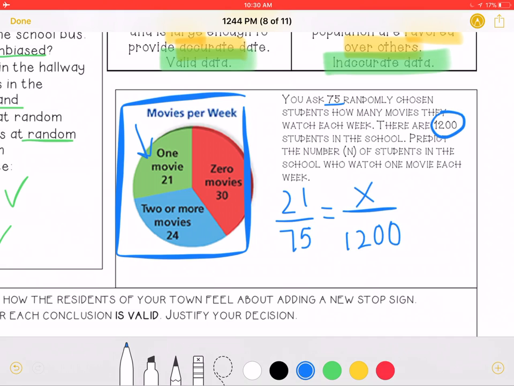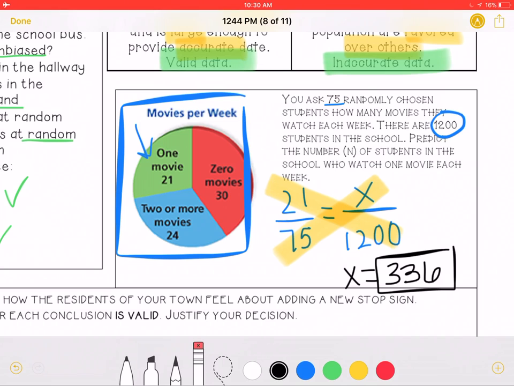So we would just solve this proportion. A lot of us love to cross multiply, so go ahead and do that if you need to. But somehow you solve for x, and when you do, you should get 336. So we would predict that 336 students watch one movie per week in our school.